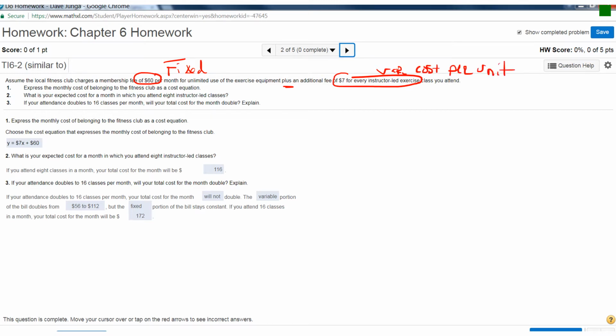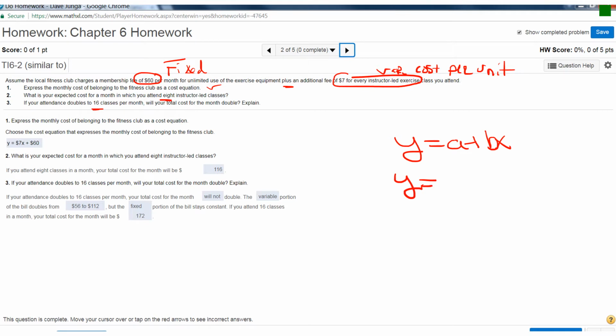All right, now, the requirements of the problem, number 1 says express the monthly cost of belonging to a fitness club in a cost equation. And then part 2 and 3, you're going to basically be estimating your expected cost based on volume. Part 2 is if you had 8 classes, and then part 3 is if you attended 16 classes. So the basic equation, y equals a plus bx, that's the concept. A being your fixed cost, b is your variable cost per unit.